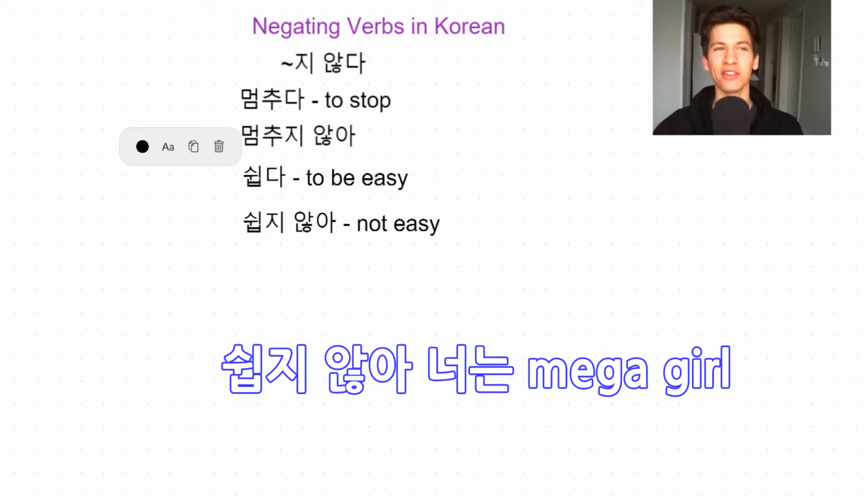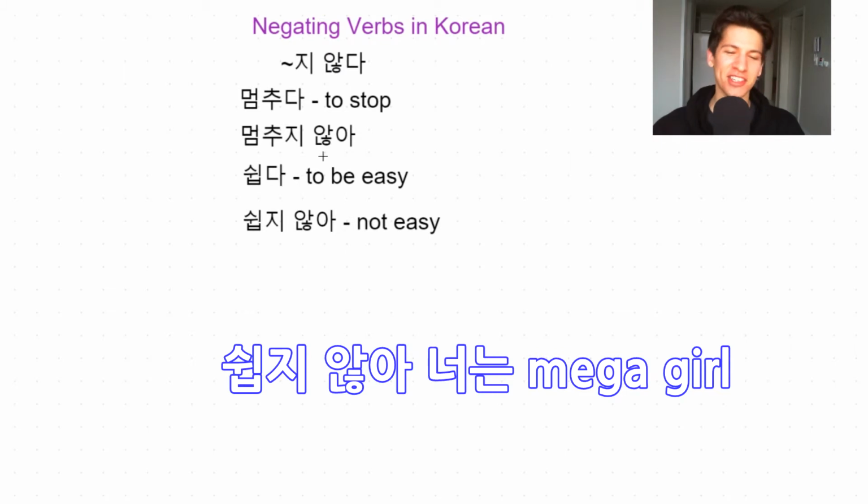I just thought it was really funny because Kai has dated both Jenny and Crystal. And I was thinking, when would Kai ever say 쉽지 않아, 너는 mega girl? It means you're not easy, you're a mega girl. I was like, maybe that's a good pickup line.